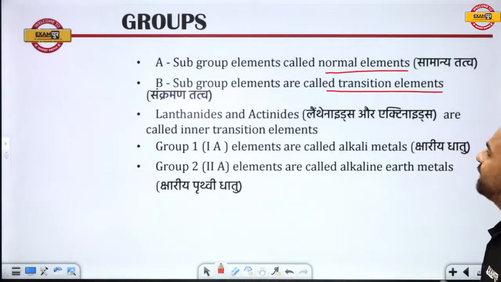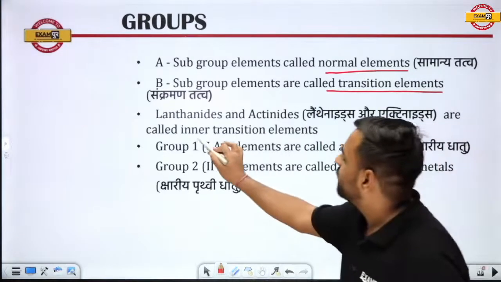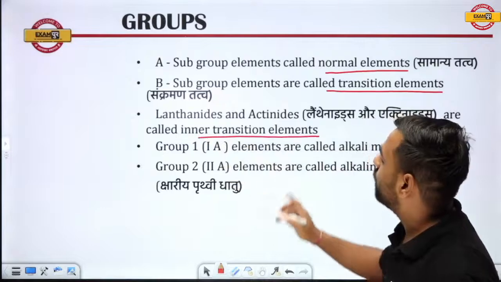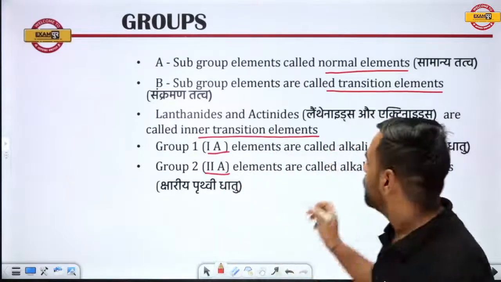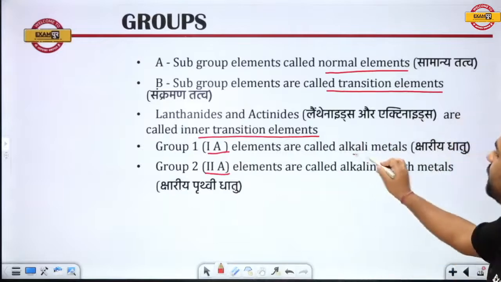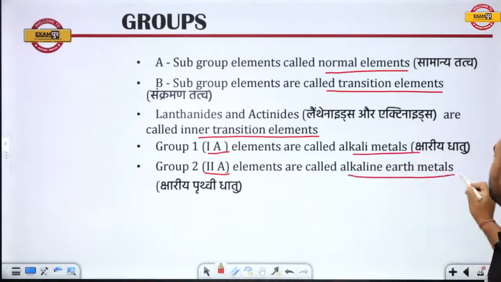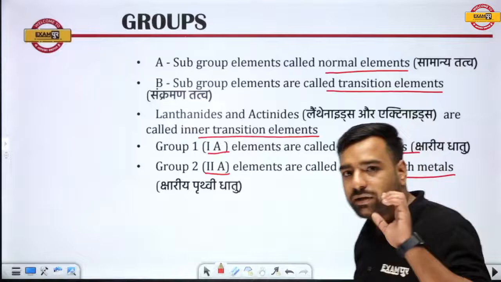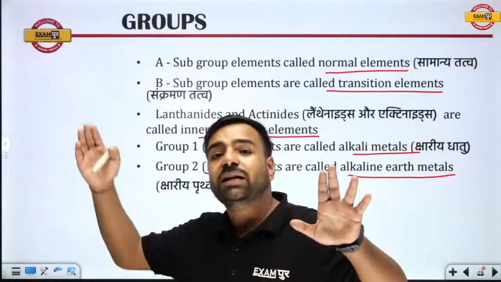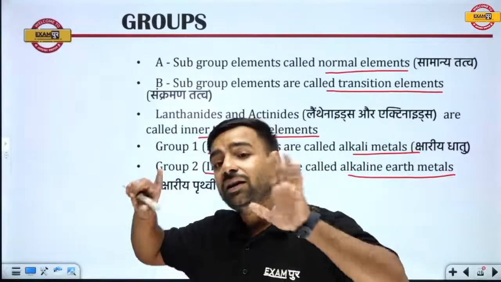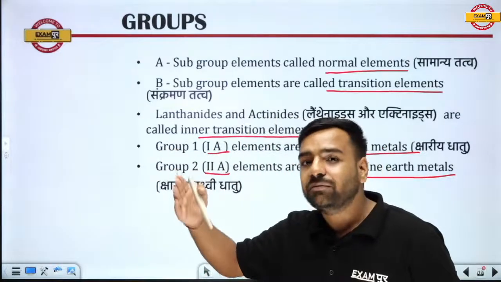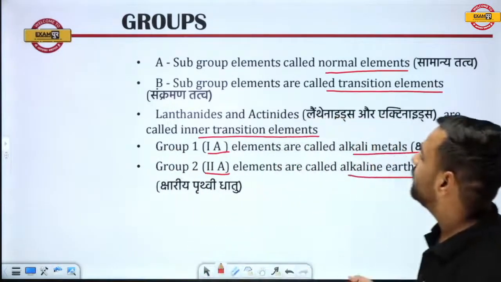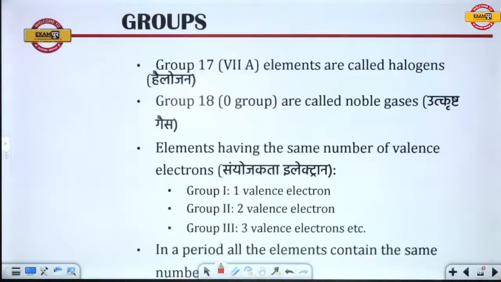Now if I talk about lanthanides and actinides, they are called inner transition elements. Here we have group 1A and group 2A. That is 1A, second A. Remember? So yes, 1A elements are called alkali metals, 2A elements are called alkaline earth metals. Remember that part where I was talking about the trick for alkali metals? If I talk about the trick for beryllium, calcium, they all were in group 2, or we can say second A.